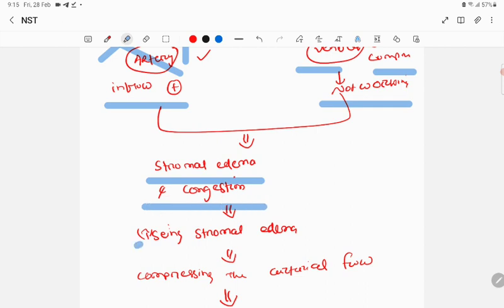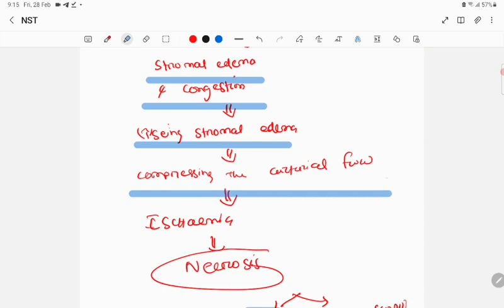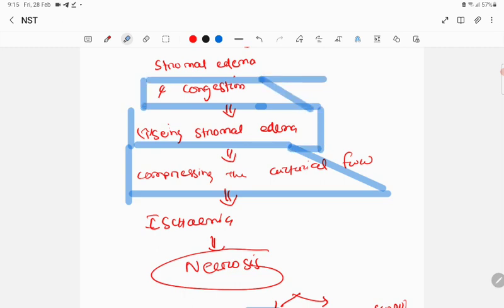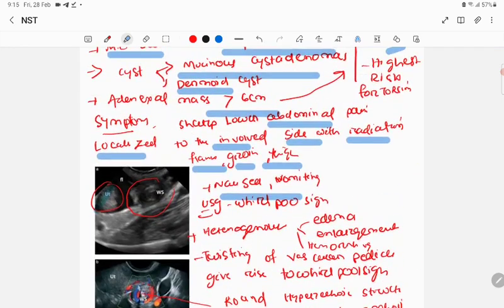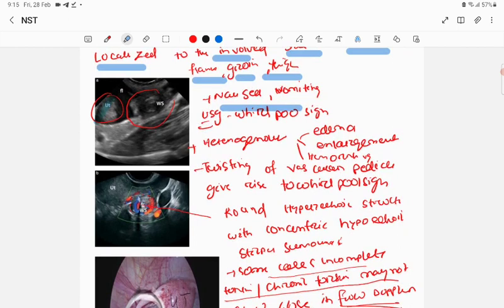Gradually this stromal congestion and edema will increase, and then compression of the arterial flow starts. Now ischemia will happen, then necrosis will occur, which causes low grade fever. Then how will you diagnose? Ultrasound imaging. Whirlpool sign is characteristic of ovarian torsion. You will get a heterogeneous mass because of edema, enlargement and hemorrhage. Twisting of the vascular pedicle gives rise to the whirlpool sign: a round hyperechoic structure with concentric hypoechoic stripes.